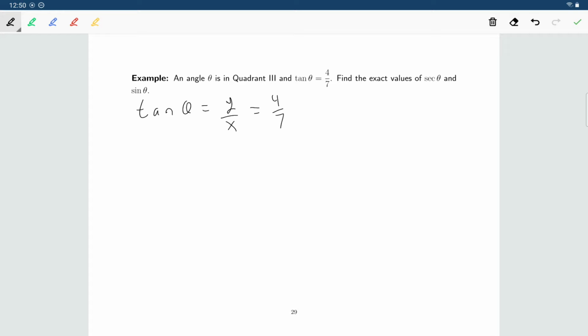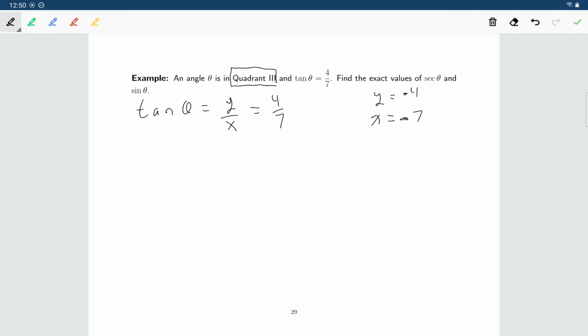Either both x and y are positive, so you could say that y is positive 4 and x is positive 7. That would give you a value for tangent of 4/7. But you could also say maybe y is negative and x is negative. Y being negative 4 and x being negative 7, that would also give you that value of 4/7. That's the reason why the problem tells us what quadrant our angle is in, because depending on which quadrant we're in, tangent might be positive in more than one place. So here, tangent can be 4/7 in 2 different places.